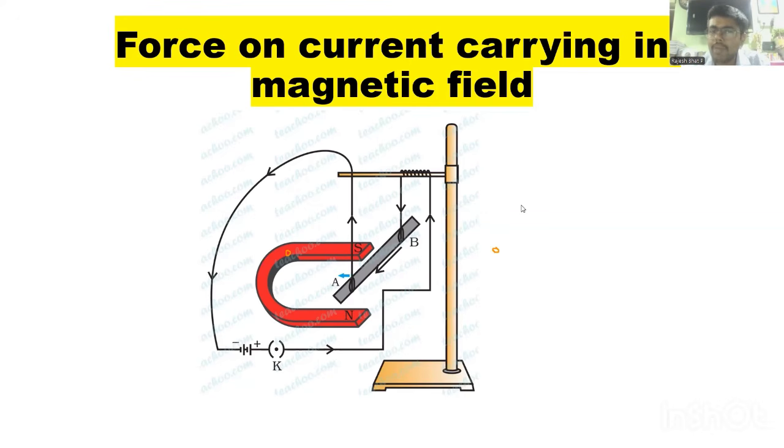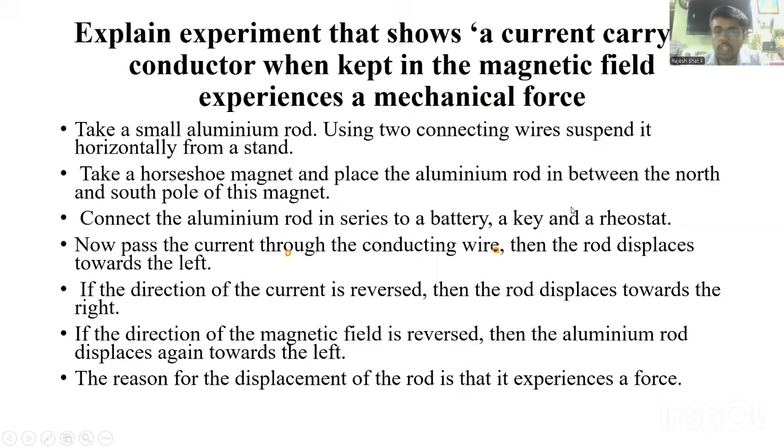Okay, what is this experiment? Very simple. I told you it will move. This AB rod will move. It will come, it will go away, it will come back, front, right, left, it will go. So this experiment they will ask. You have to understand all of this. They were asked in the model paper, and in the preparatory exam also. Explain the experiment to show that a current carrying conductor when kept in a magnetic field experiences a mechanical force. So whatever I explained, just write it in your own words.